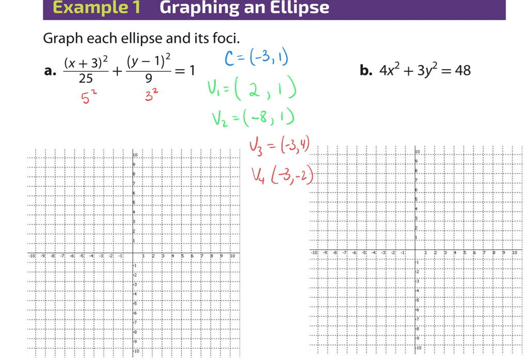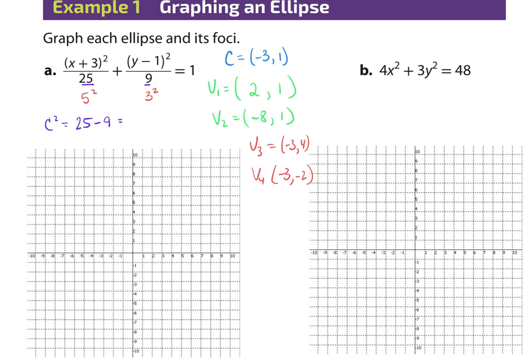So focal points are a little bit different. In order to find my focal points, I need to find my C value, okay? So this is where you're going to use that C squared equals A squared minus B squared. So C squared should equal A squared, which they handed to me, that's 25, minus B squared, which they also handed to me, which is 9.